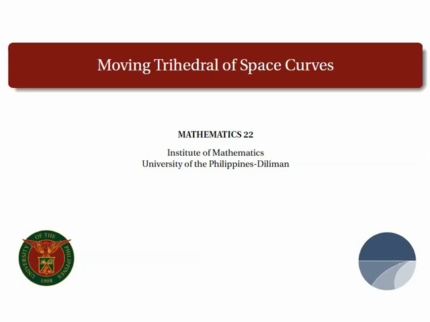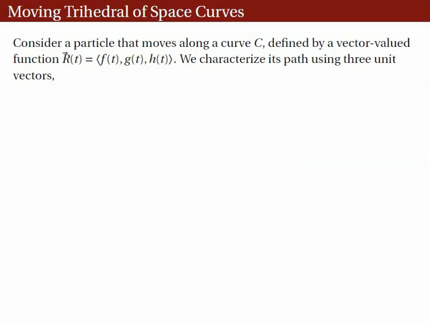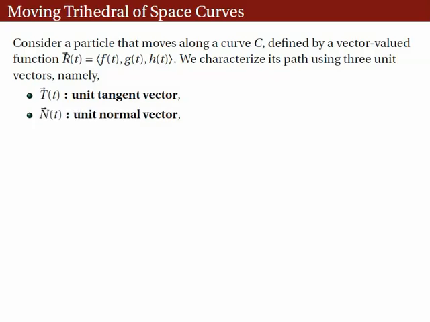Hello, this is the first video out of 3 on the topic, moving trihedral of space curves. We begin by considering a particle that moves along a curve C, defined by a vector-valued function r of t equal to f of t, g of t, h of t. We characterize its path using 3 unit vectors, namely the unit tangent vector capital T, the unit normal vector capital N, and the unit binormal vector capital B. These 3 unit vectors are the moving trihedral of a space curve and can be used to describe the path of a particle in space.